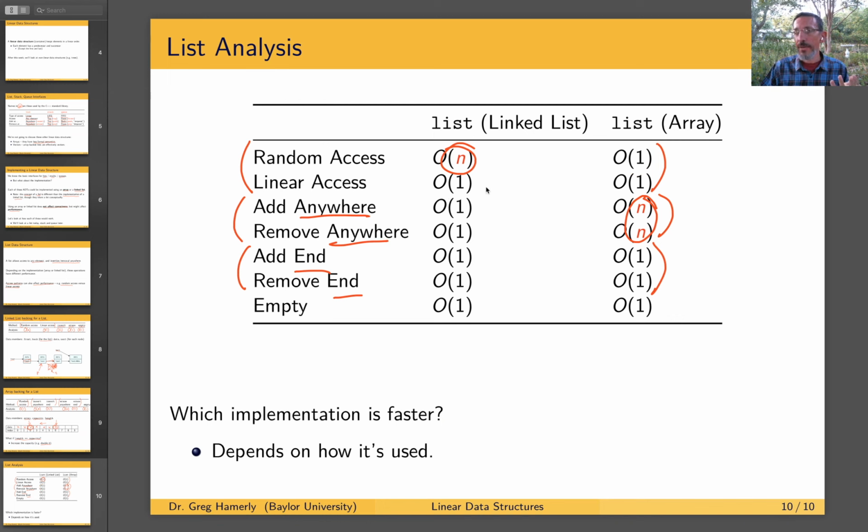They each have some advantages. Arrays don't use pointers, so they save memory that way, but linked lists don't use any more memory than they need because they only have to have as many nodes as you have in the list. So next time we'll do the same type of analysis, but for stacks and queues.